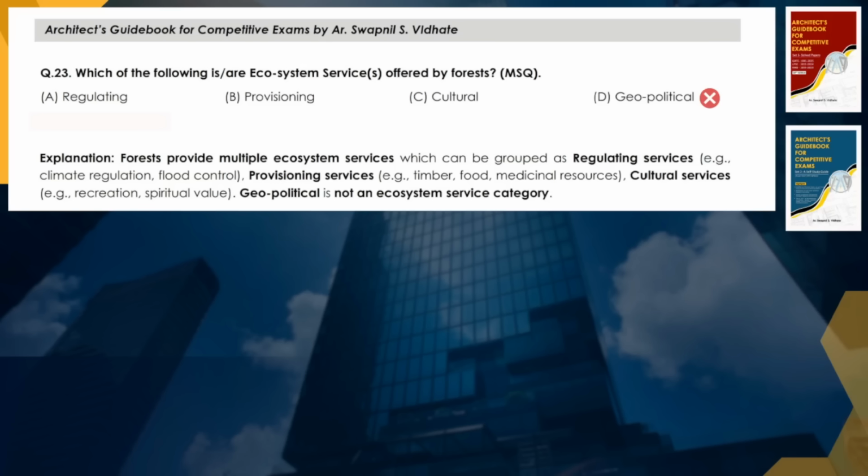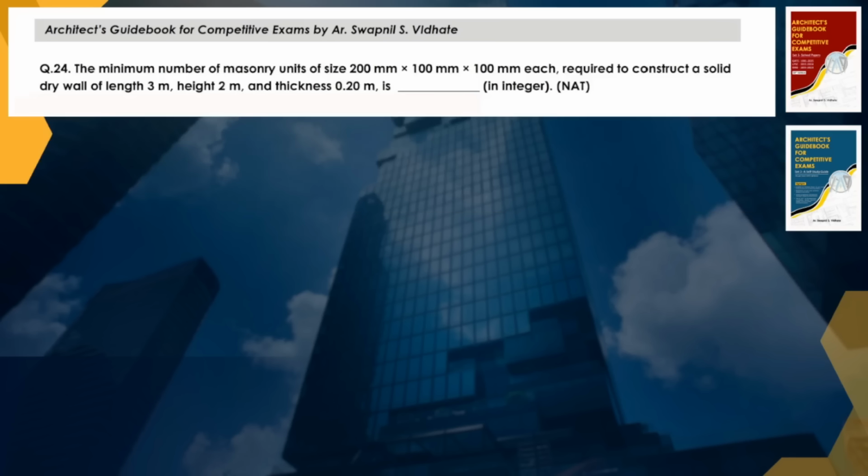They're also important for the cultural aspects, right? The cultural services, for example, forests provide us recreation spaces, and spiritual values. So forests do provide the ecosystem services like the regulating one, the provisioning one, and the cultural one. However, geopolitical is not an ecosystem service category. So option D was the incorrect one. So options A, B, C were the correct options for this question 23. So this was an easy question. I think many students must have answered this question correctly.